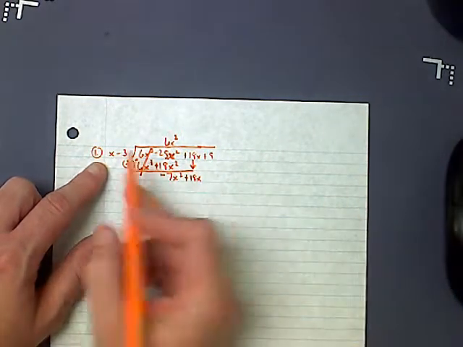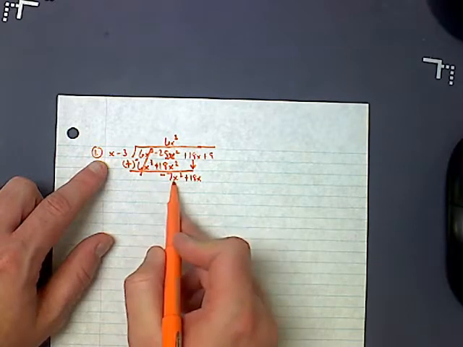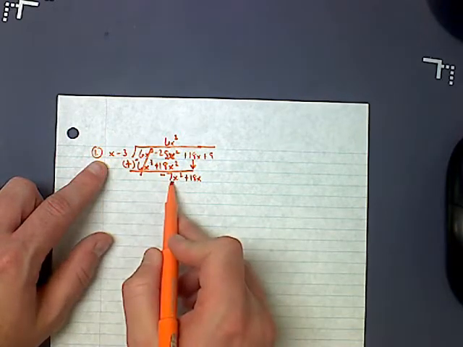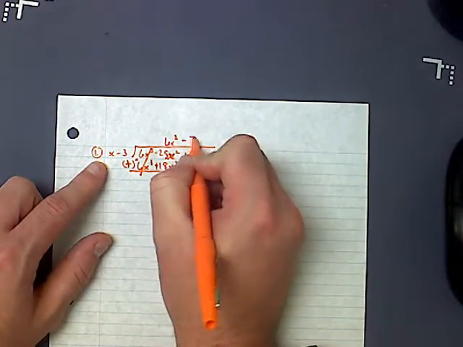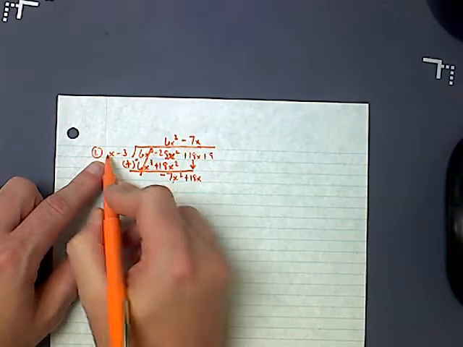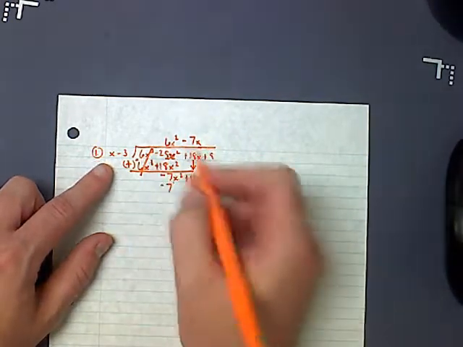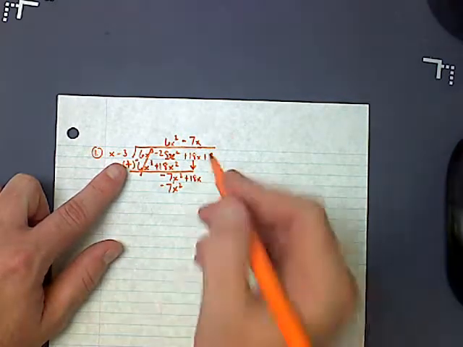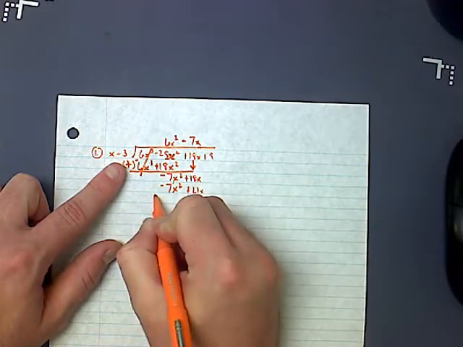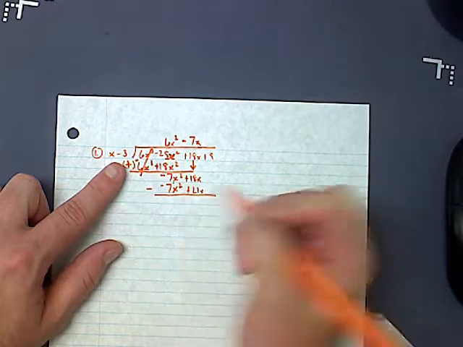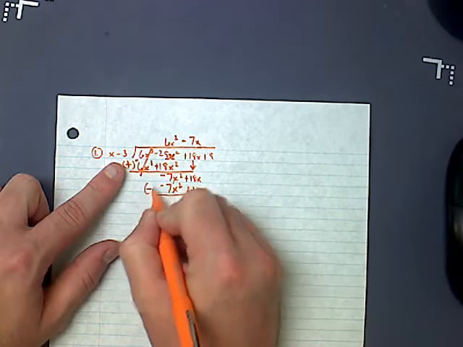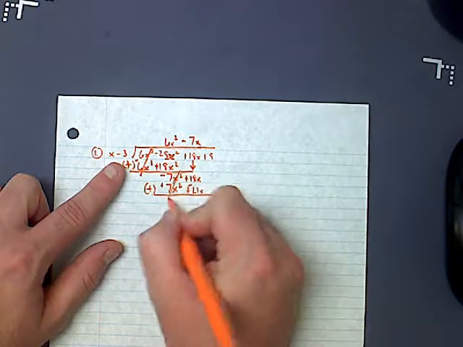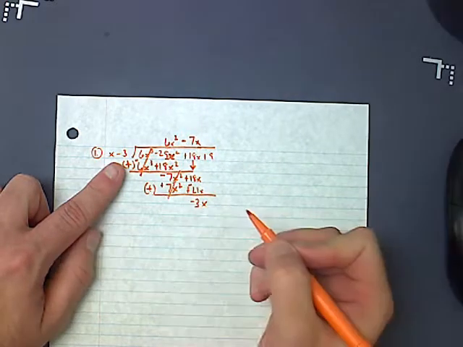Okay? You want this first term to look like this term. What times x gives you negative 7x squared? That's a minus 7x. Negative 7 times 1 is negative 7. X times x is x squared. Negative 7x times negative 3 is positive 21x. Put your minus. Remember that minus changes all the signs. Left with negative 3x.